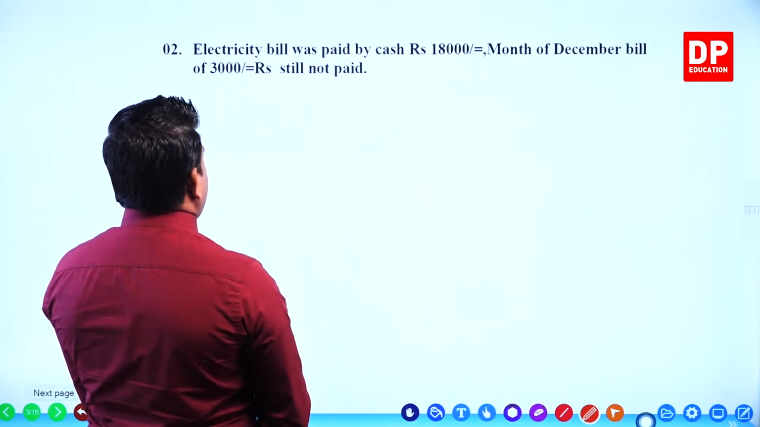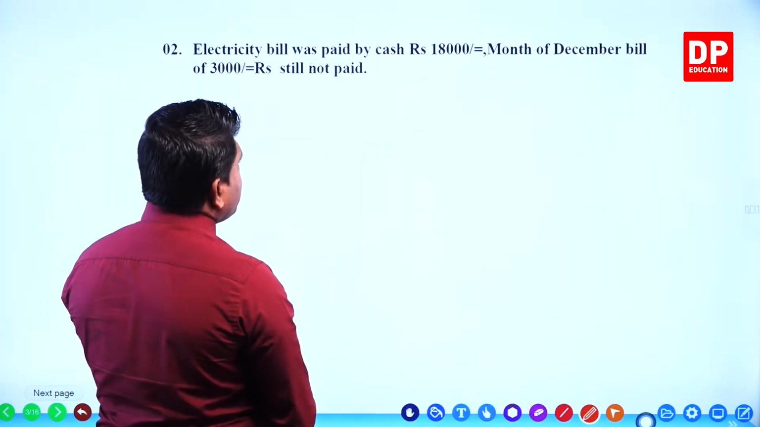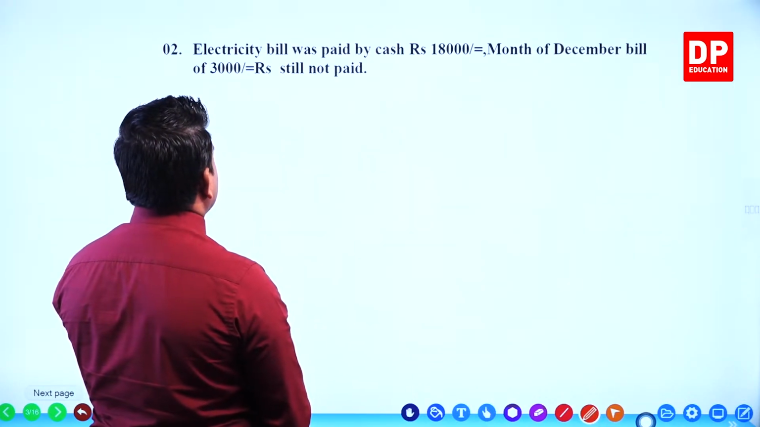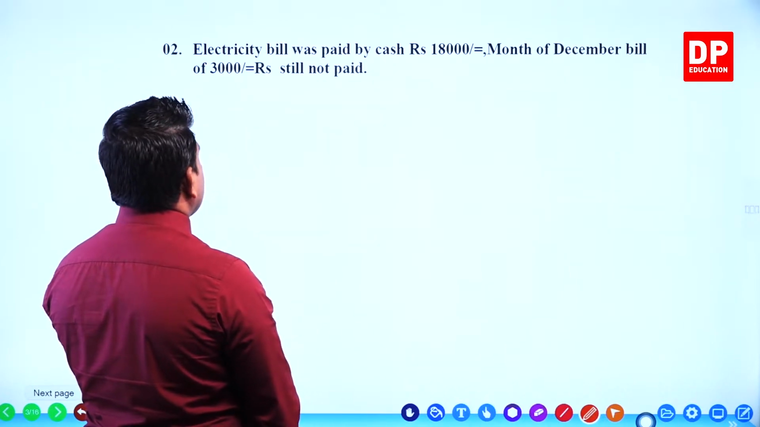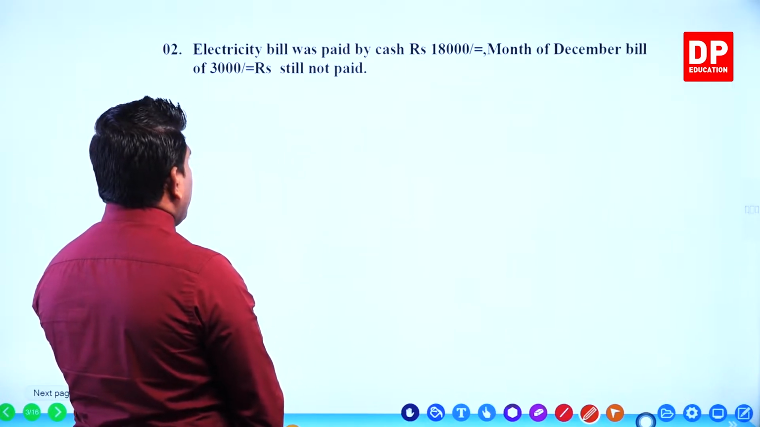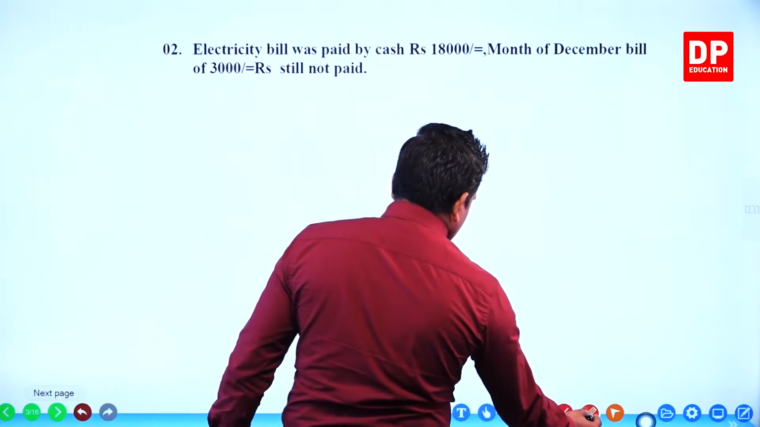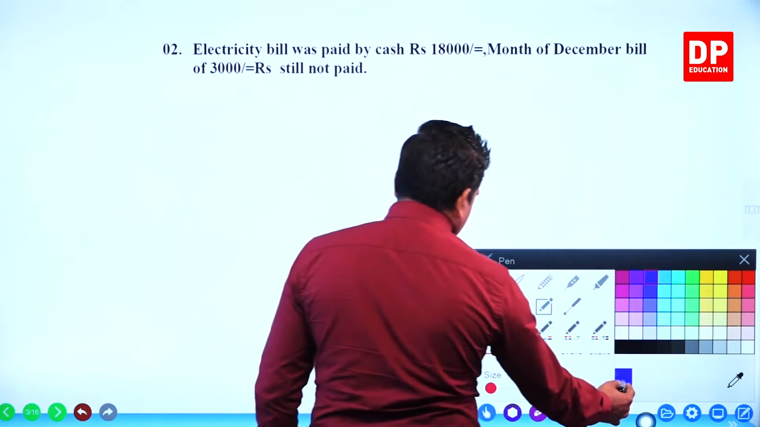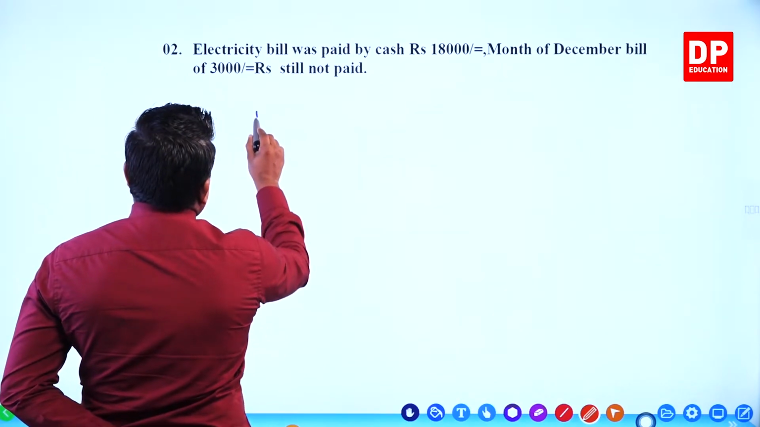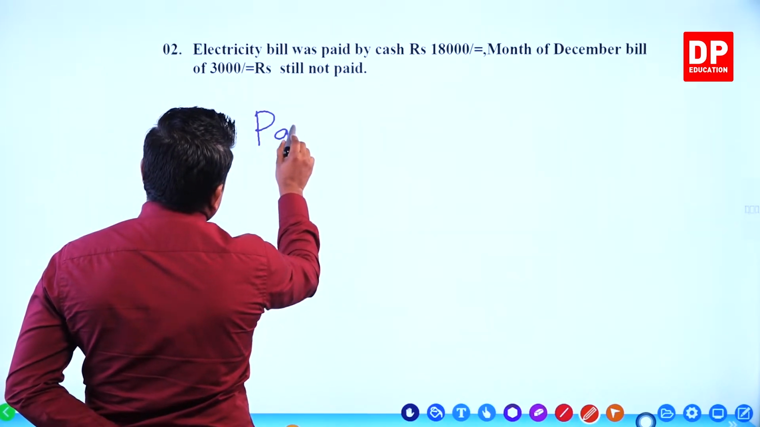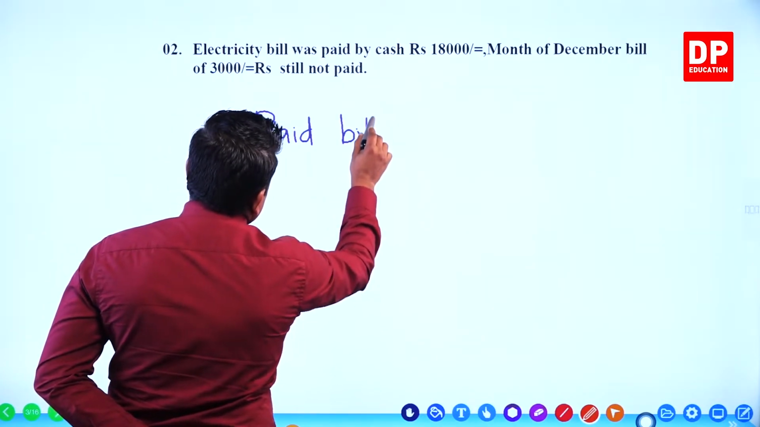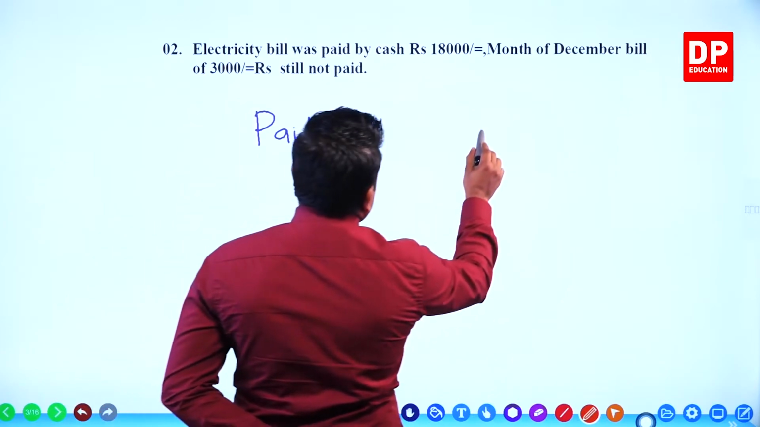Electricity bill was paid by cash, 18,000. The month of December bill of 3,000 is still not paid. Right? Then electricity bill. I taught you that you have to do the calculation first. Electricity bill paid. How much paid? Paid bill how much? 18,000.